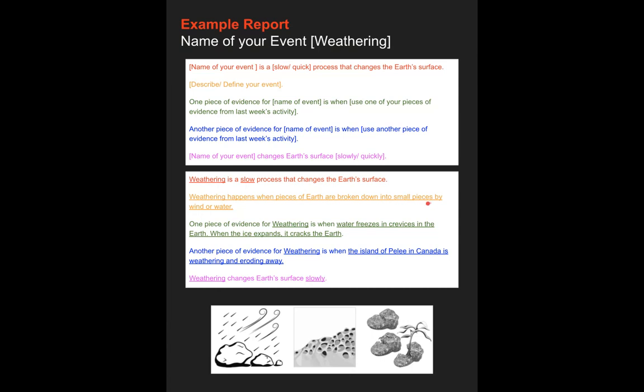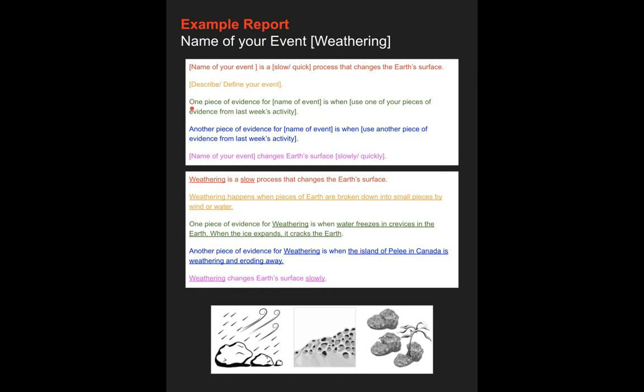On the next slide is an example report. So you're going to type the name of your event. And again, this week we are using weathering for the example. And in this first box up here is your template. So you have the name of your event is a slow or quick, and you're going to choose one of those, process that changes the Earth's surface. Next sentence, you're going to describe or define your event.